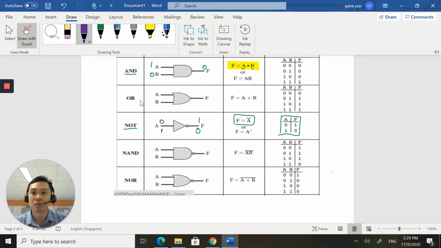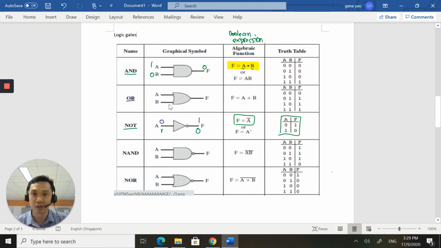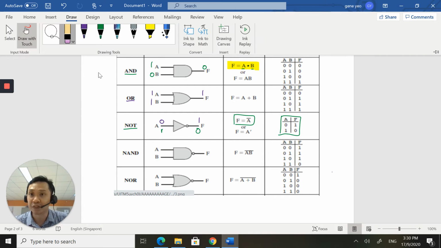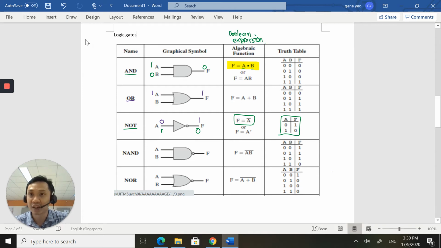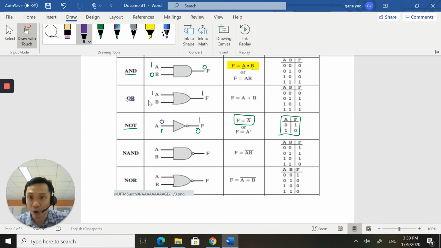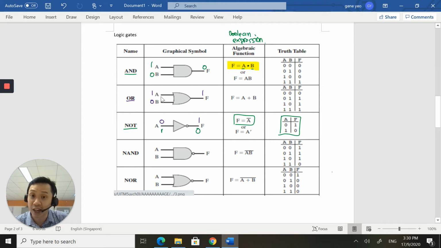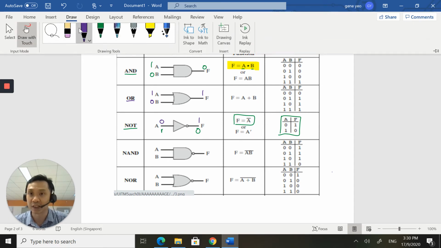Next, let me go on to an OR gate. An OR gate, the name itself tells you that so long as either one of the inputs is a high, the output will be a high. So if I have A or B being a high, the output will be a high. Okay, so if A or B, so in this case, A is high, since it's an OR, the output will be a high, or vice versa.